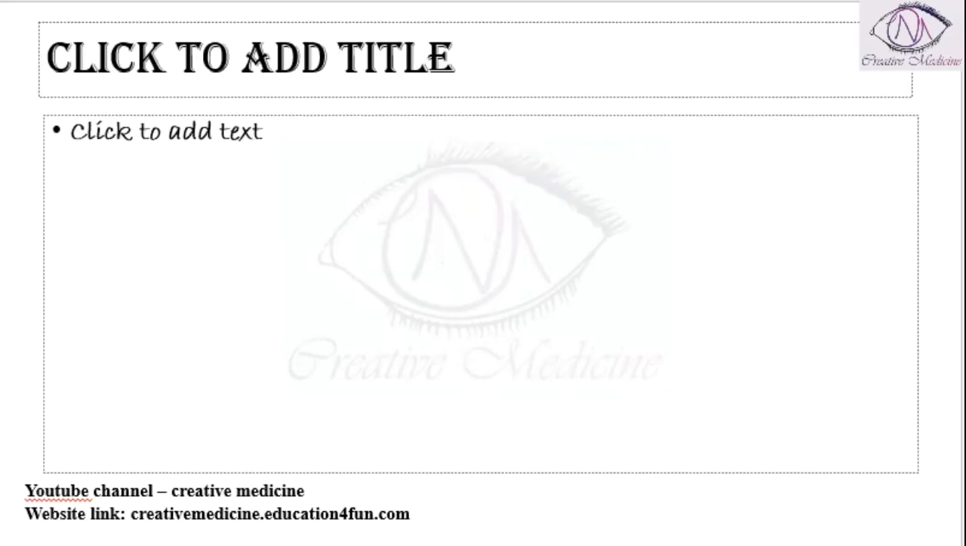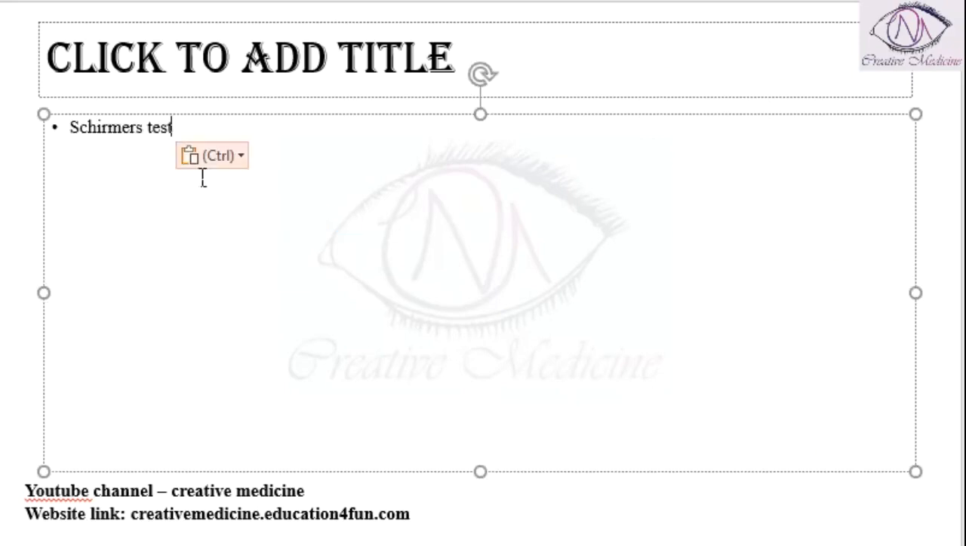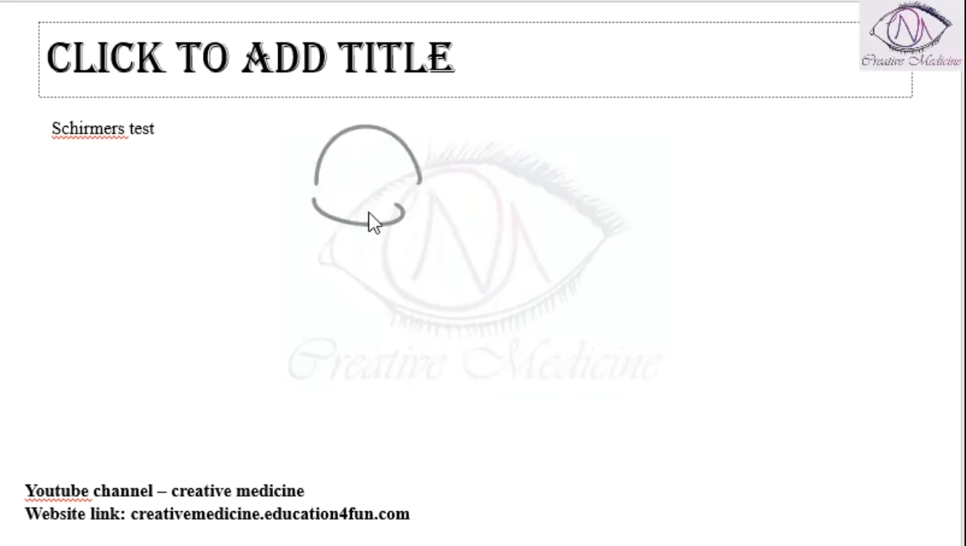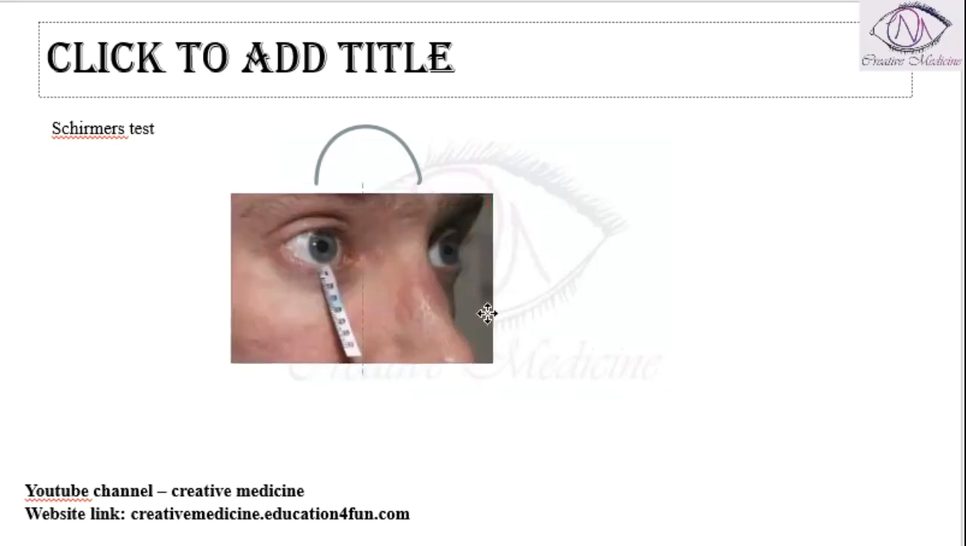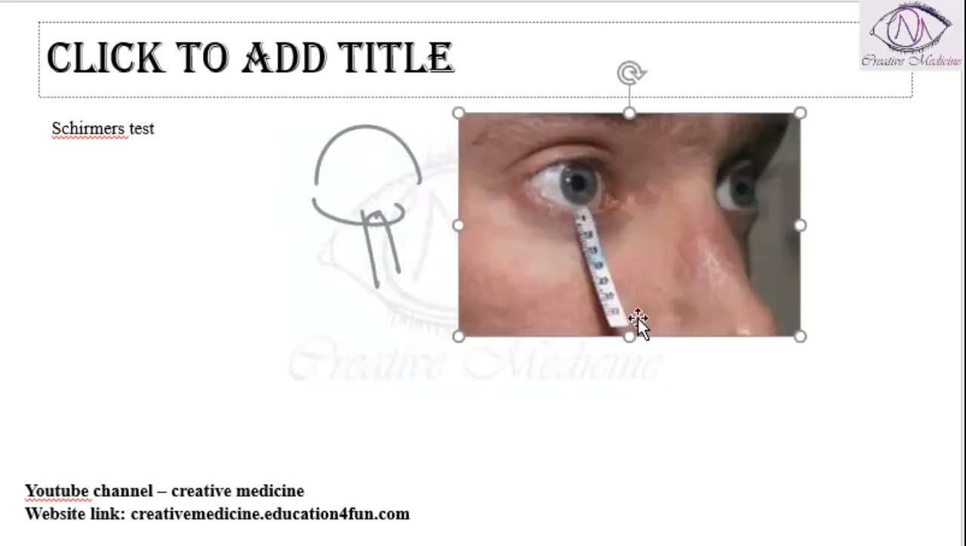Then another investigation is the Schirmer test. In the Schirmer test, a strip is put in the eye, and then you see the changes. This strip has readings, so we see up to where the tear wets the strip.